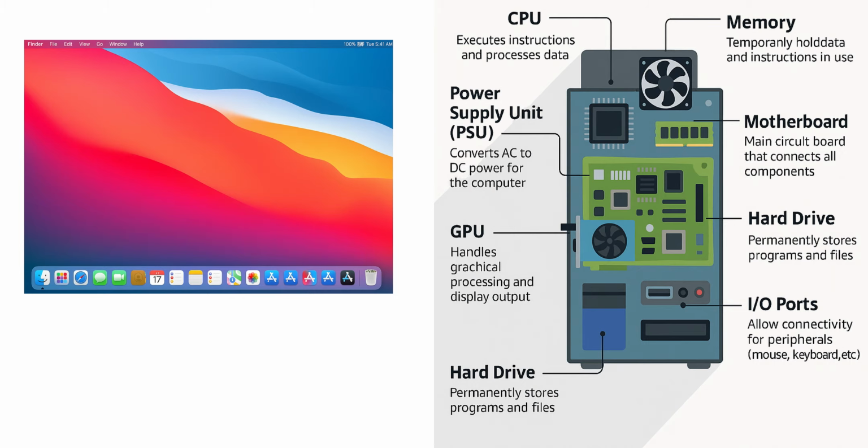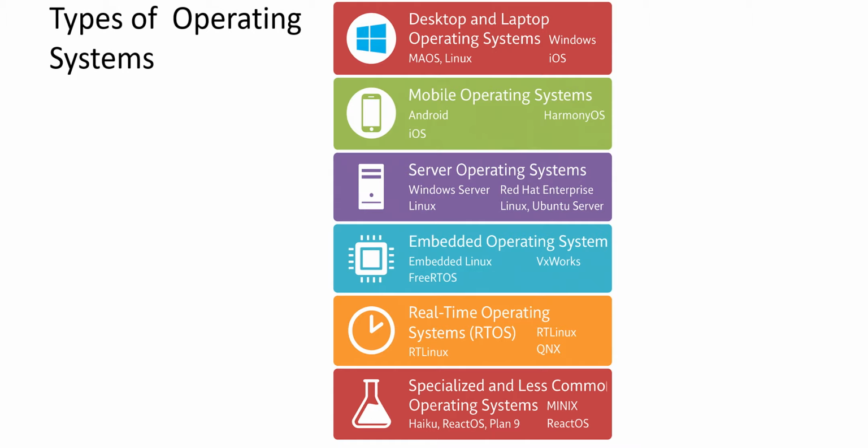Now let's categorize operating systems by where they are used, because context really changes what an OS needs to prioritize. Desktop and laptop operating systems like Windows, macOS and Linux prioritize usability and a rich set of features. Mobile operating systems, Android, iOS and HarmonyOS, are optimized for touch interaction and battery efficiency. Server operating systems like Windows Server and Red Hat Enterprise Linux prioritize reliability, security, and handling many simultaneous users.